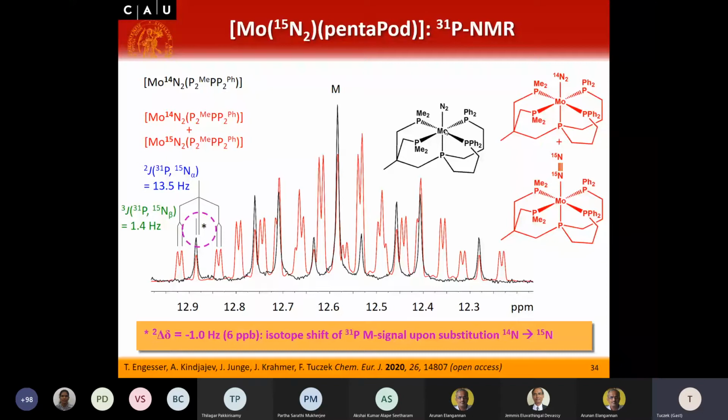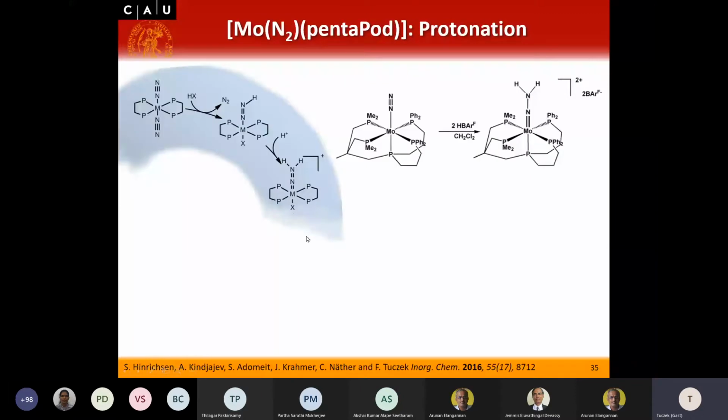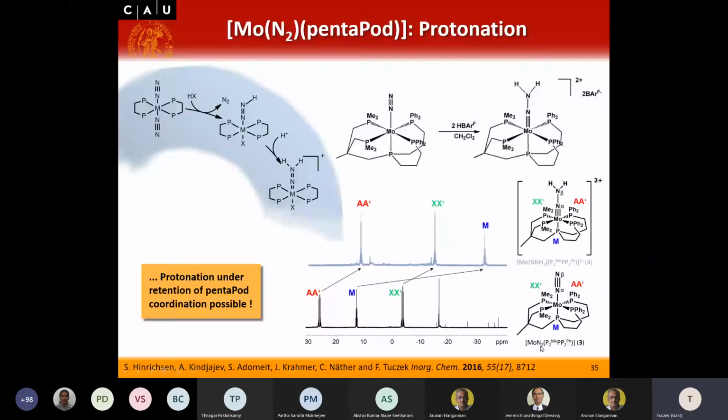Now we go to the NNH2 system. We can protonate this N2 system here with H-barf in dichloromethane, and this protonation is possible under retention of the pentapod coordination, which you see here. You have the AA'XX'M of the dinitrogen complex, and here you have this of the NNH2 complex.